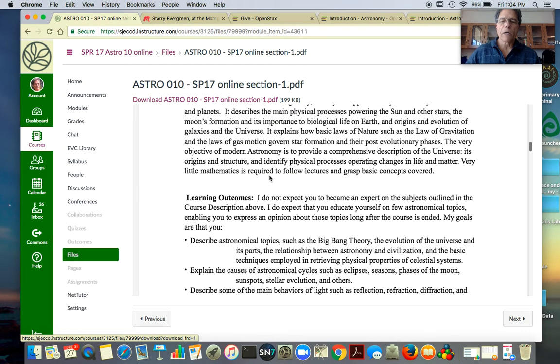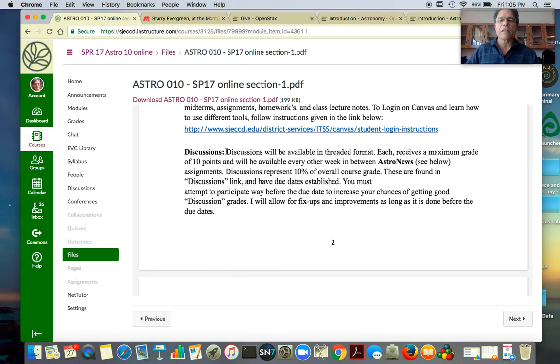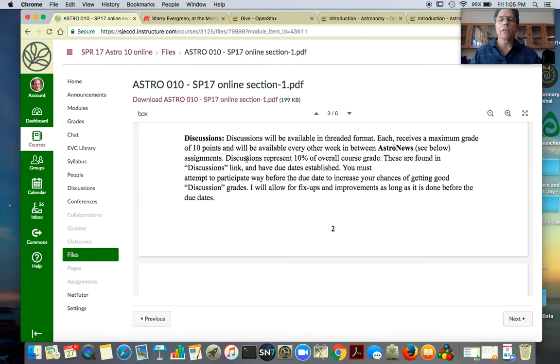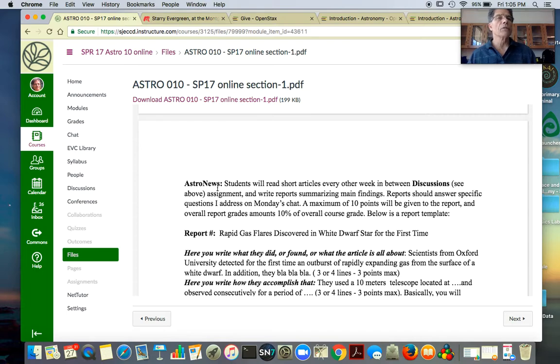Learning outcomes and instructions to access Canvas. Probably you don't need it because you're already there. Discussions are available in threaded format, and they will be divided every week. Every other week you have a discussion to be completed, and in the week after you have an Astro News, and that is based on articles you are supposed to read.